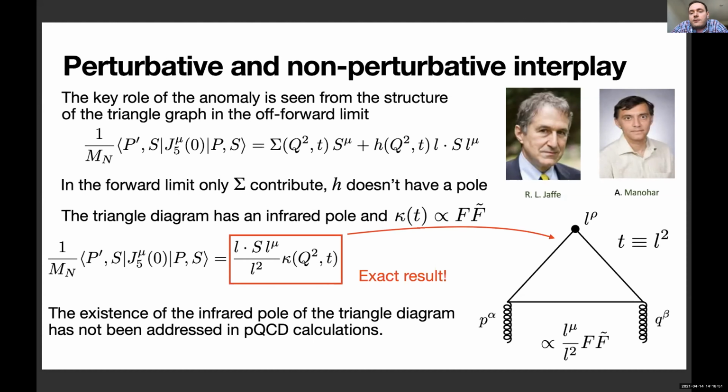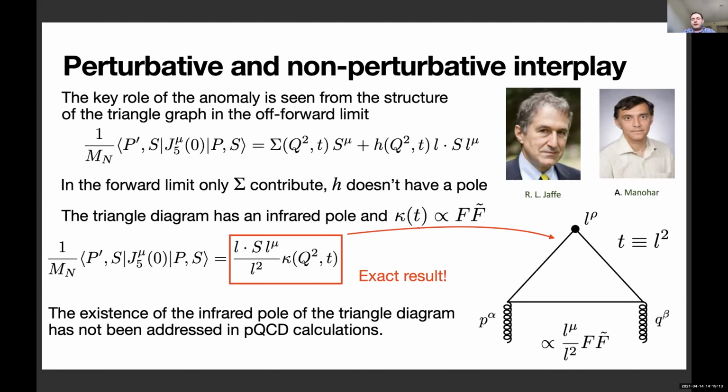So we assume that there is a certain incoming momentum L, which is the difference between the momenta P and Q in the triangle diagram. What we need to do is calculate this triangle diagram, and then after the calculation, we can send the value of L to 0.